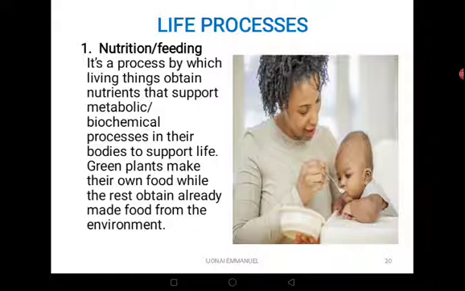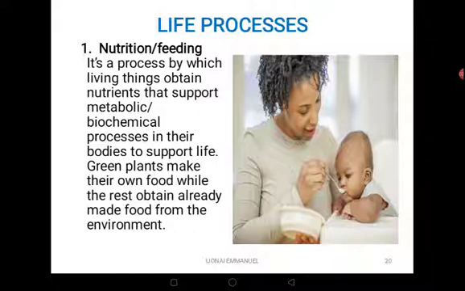Some organisms obtain food from other organisms. They have to feed on other organisms. For example, if you ate rice today, you're eating a product from plants. If you ate meat, you are eating a product from another animal. So that is what we call nutrition, obtaining nutrients.